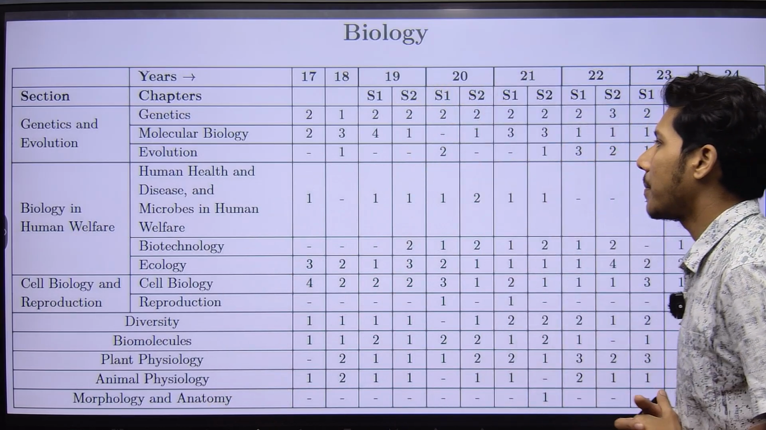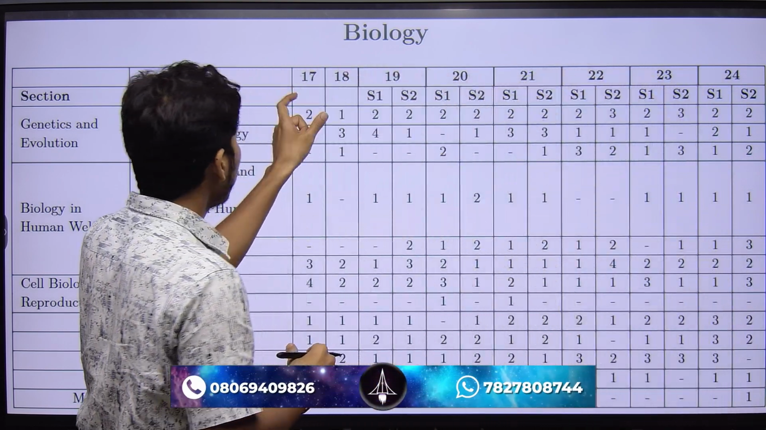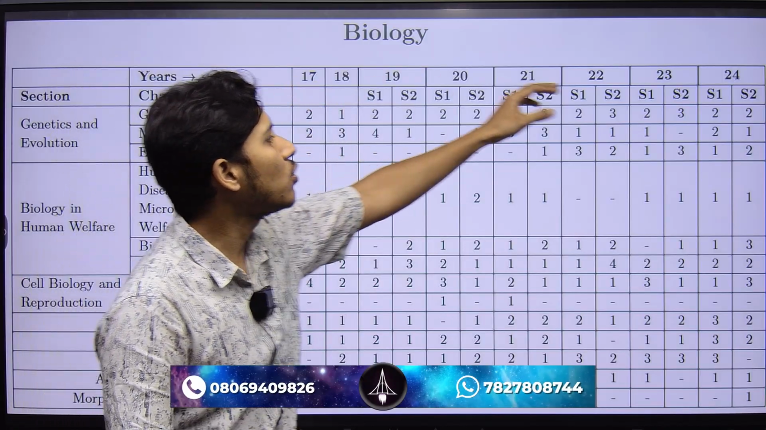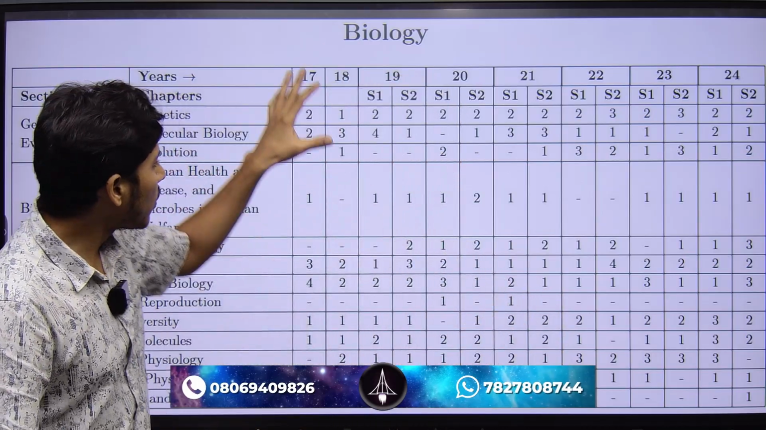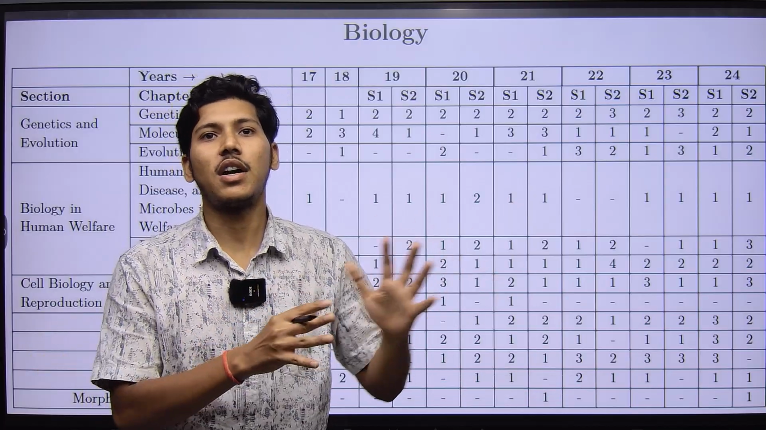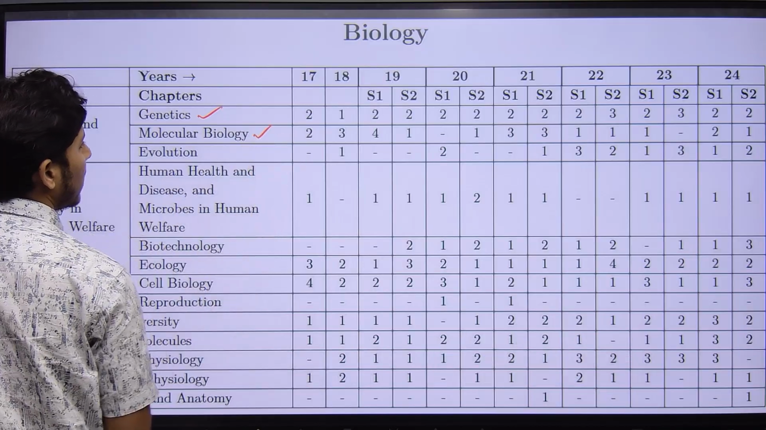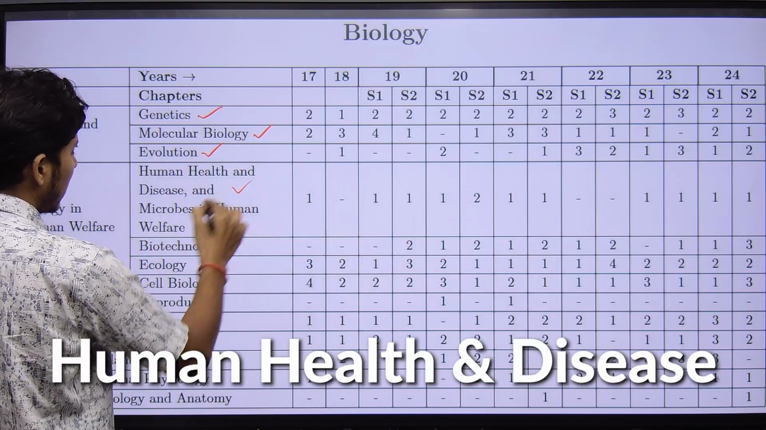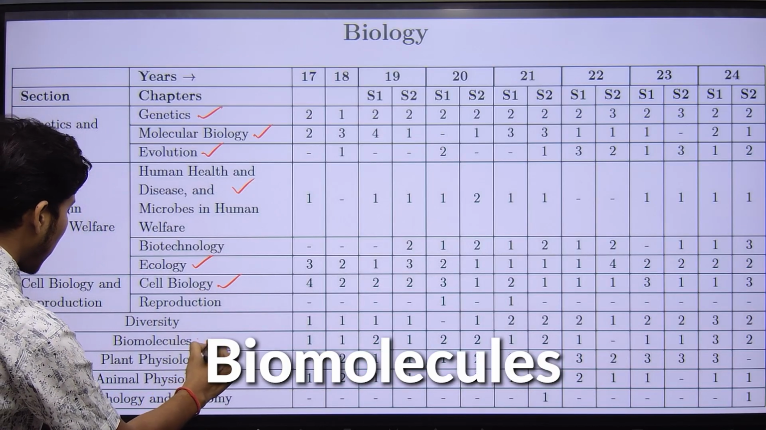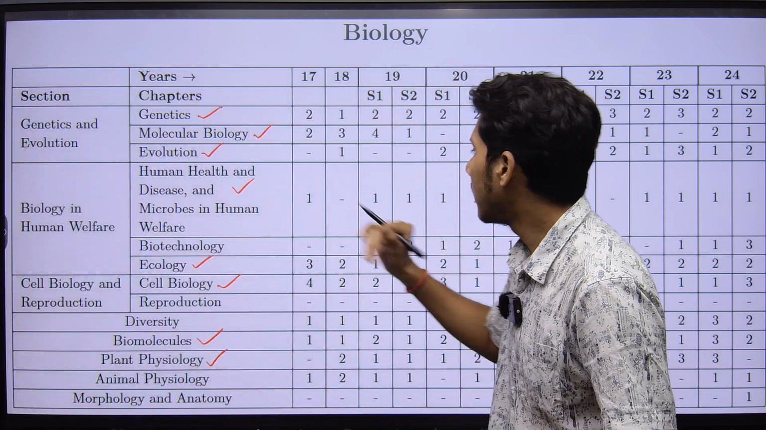If you see this table, it gives data from the previous year questions that have been asked from the biology section, right from 2017 to 2024. You can clearly see that some of the chapters are of more importance than the other ones. Units like genetics, molecular biology, evolution, human health and disease, ecology, cell biology, plant physiology, biomolecules, these are of more importance than the other units.